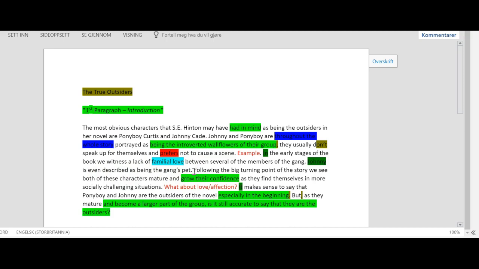All right, so, and I'm thinking here, okay, so we talk about this affection. Following the big turning point of the story, we see both of these characters mature and become more confident, would be better, I think, as they find themselves in more socially challenging situations. Okay, so this is good. So you're talking about this maturity, but we also talked about this familiar love.